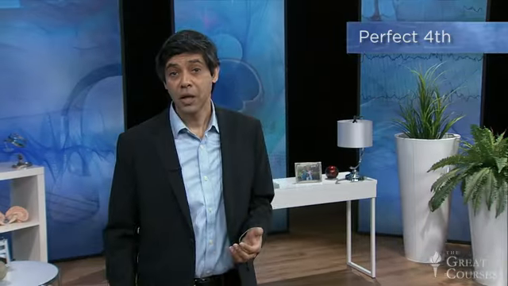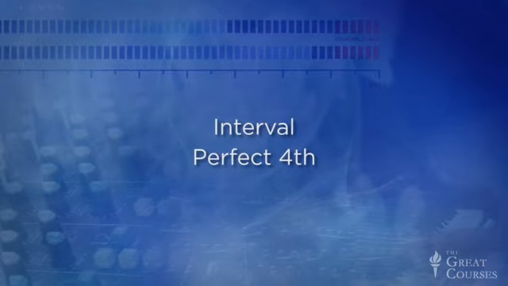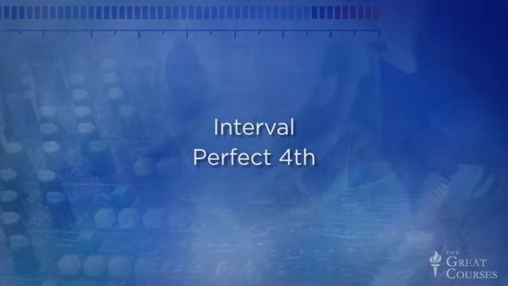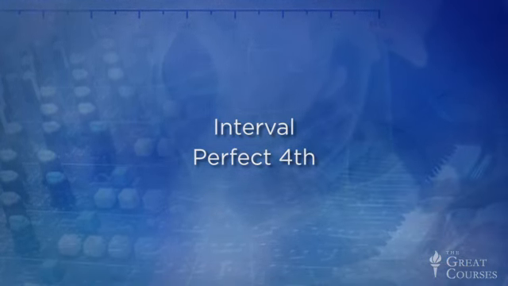The distance between C and F is a perfect fourth, which is the interval that opens the song Amazing Grace and Wagner's Bridal March, aka Here Comes the Bride. The perfect fifth and perfect fourth are just two of the melodic intervals you can make in a major scale.